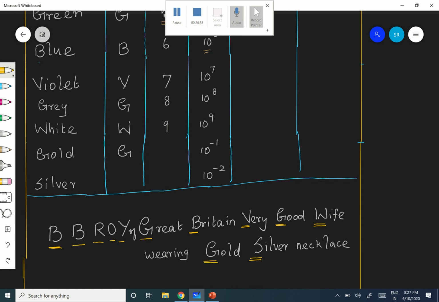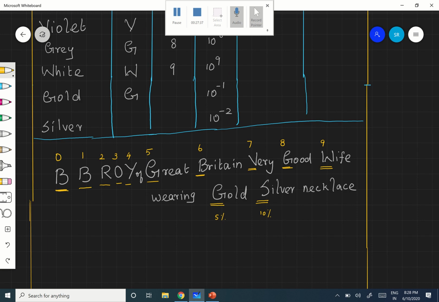So now I can write it. It is 0, 1, 2, 3, yellow 4, green 5, blue 6, then violet 7, and gray 8, and white 9. Here it is 5% tolerance, and here it is 10% tolerance, silver. I think this will be easy for you to know. B.B. Roy of Great Britain has a very good wife wearing gold, silver necklace.